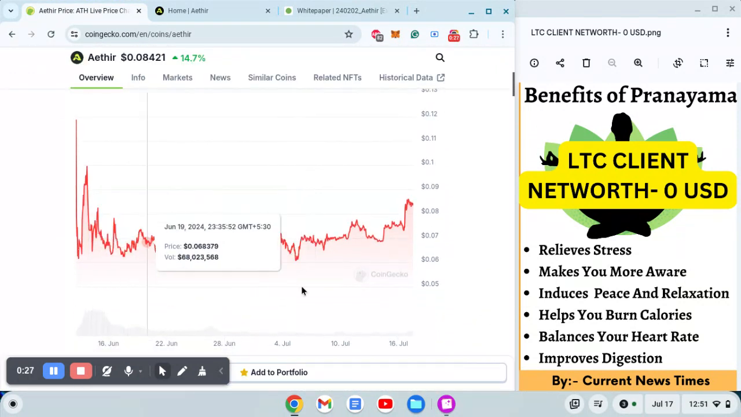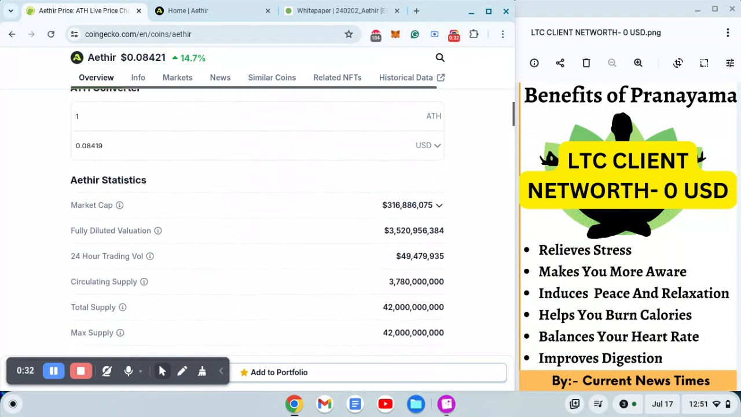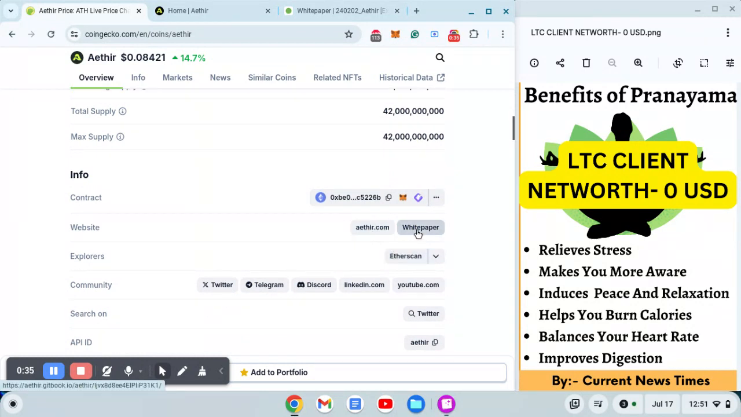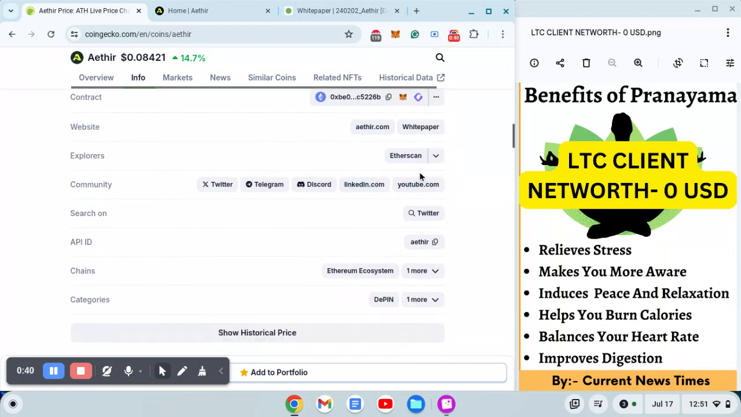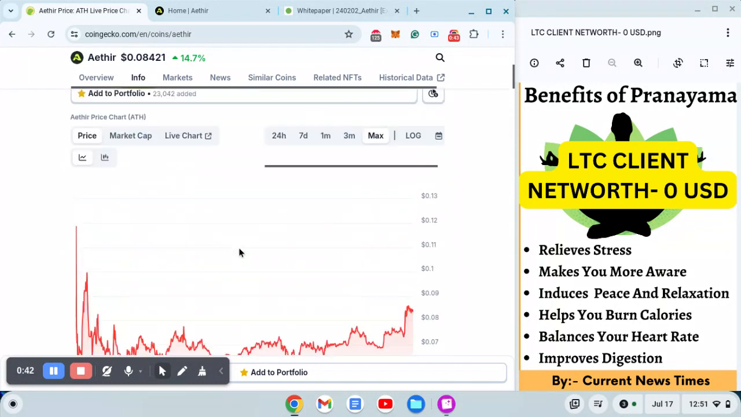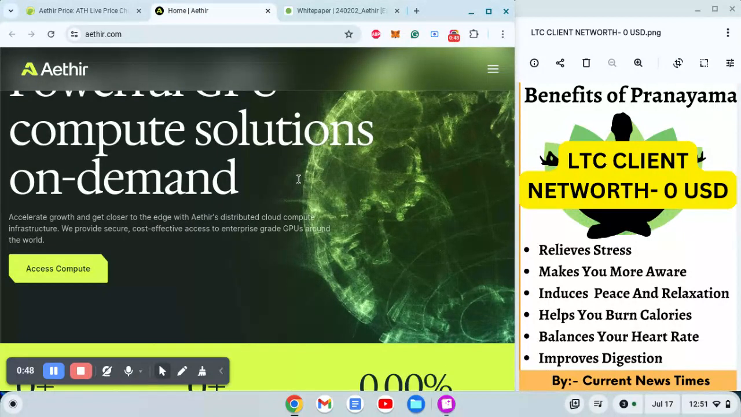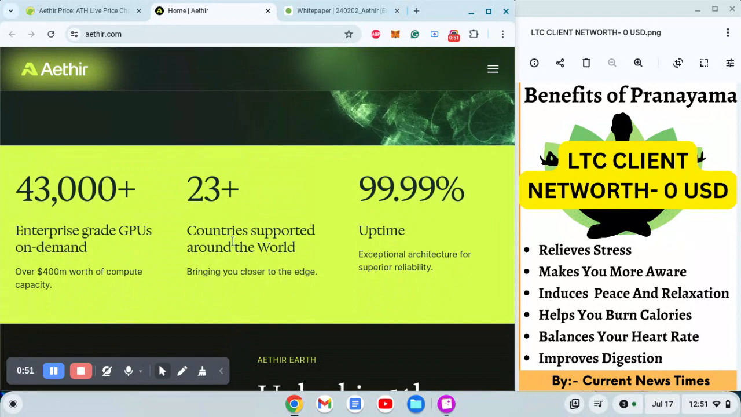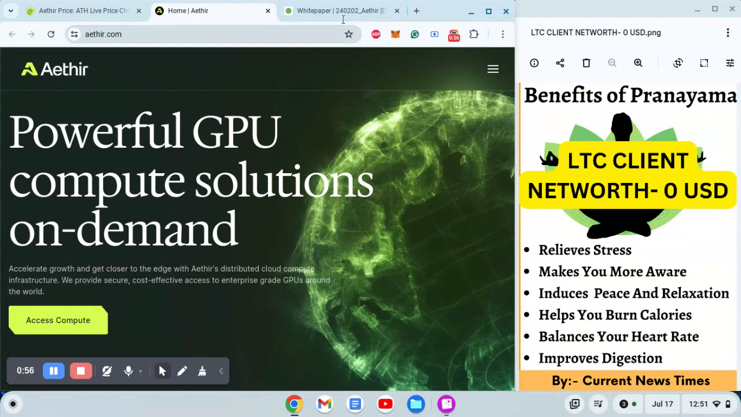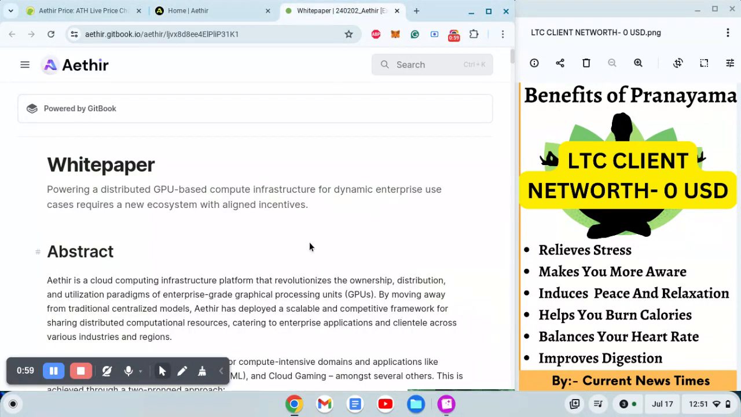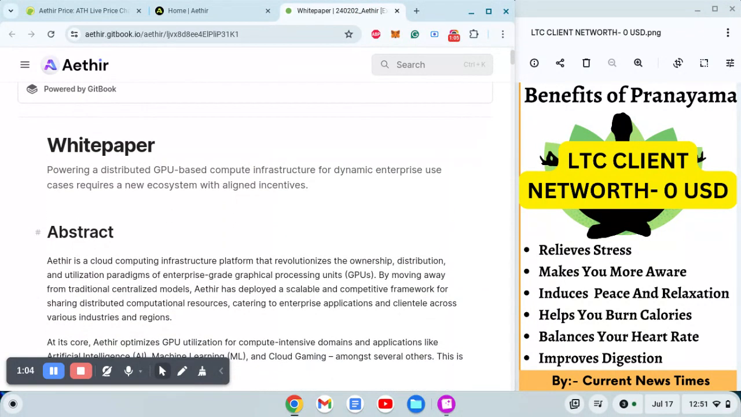So this is their chart and it's a fairly new cryptocurrency project. Apart from that, there are some other details regarding the social media and smart contracts and everything else. So you can go through it if you want to. And now let's quickly go to the website and then jump to the white paper. So these are some of the data which they are providing. And yeah, so this is the basic information about Aethir. And now let's quickly move to the white paper.